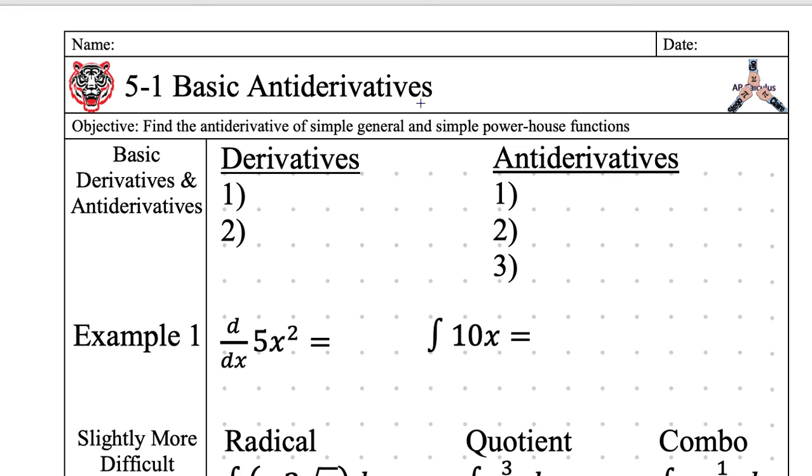Yes, someone read our objective, please, meow. Go ahead. No, go ahead, you, meow. Find the antiderivative of simple general and simple powerhouse functions.